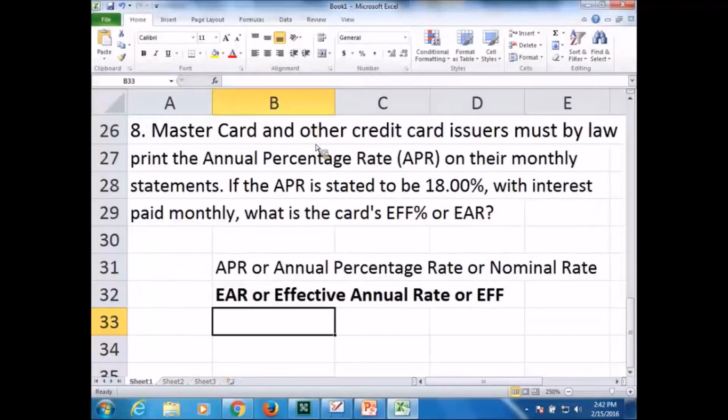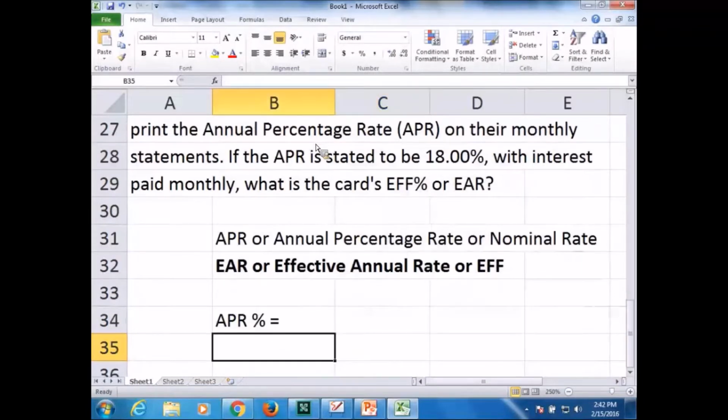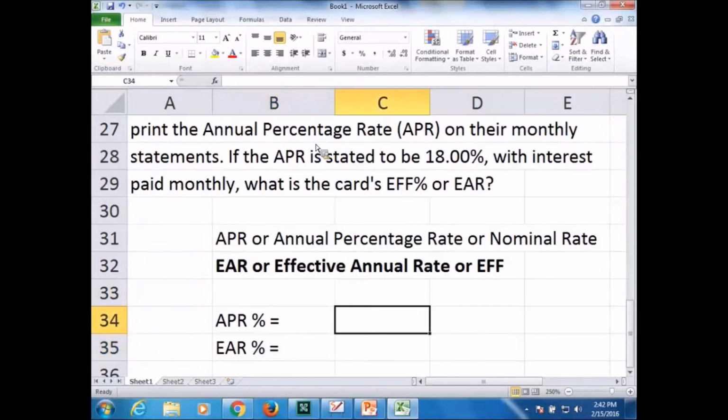There's a formula for that in the book, and also you can use a calculator, and there's a sequence of keystrokes you can click. The easiest way for me now is just to put the APR as a percentage here, and then we're going to find the EAR as a percentage here. So notice our APR is 18%. That's the quoted rate, 18%.